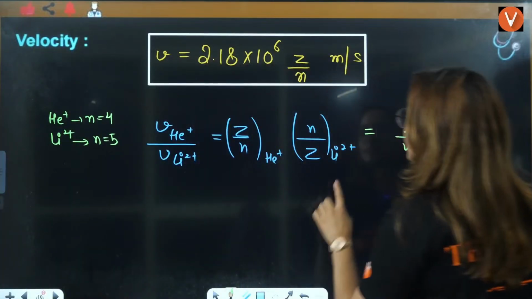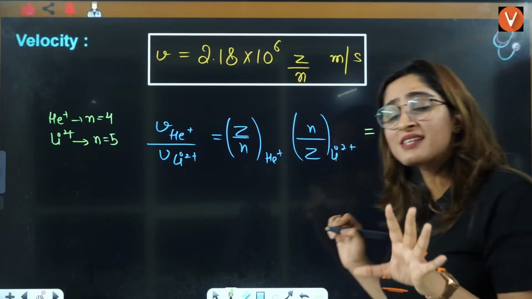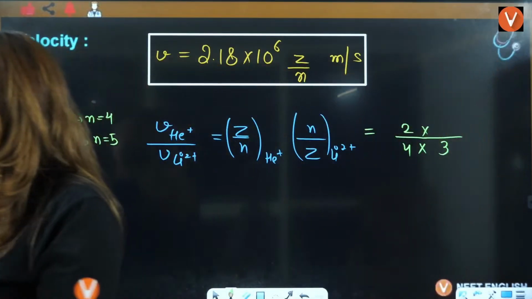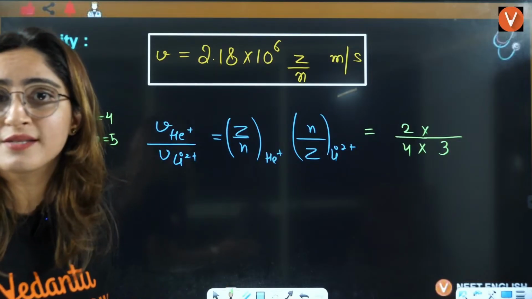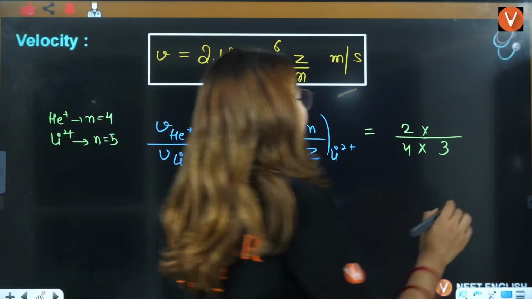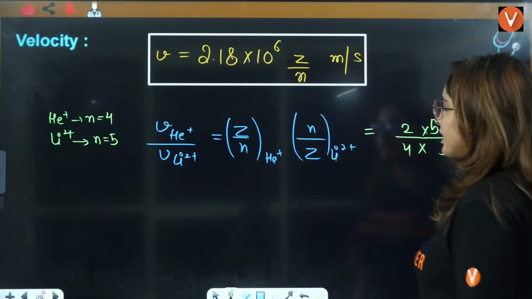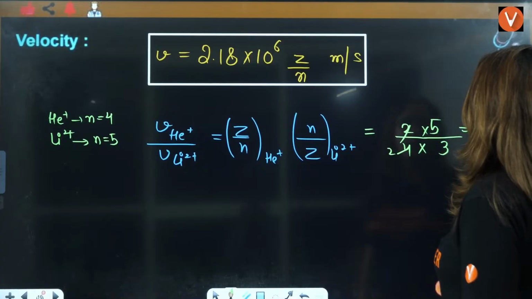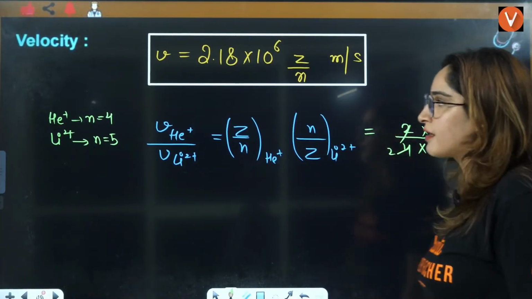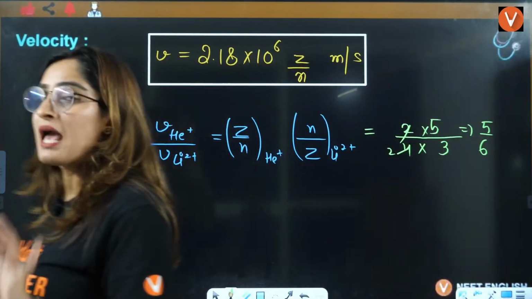Now, what is this n here? What is n, everybody in the chat box? What is n for lithium? Isn't it given? n will be given in the question itself, right? n is given to be 5, right? So can I solve it here, everyone? 2, 2. So it is coming out to be 5 by 6 is the ratio, right?